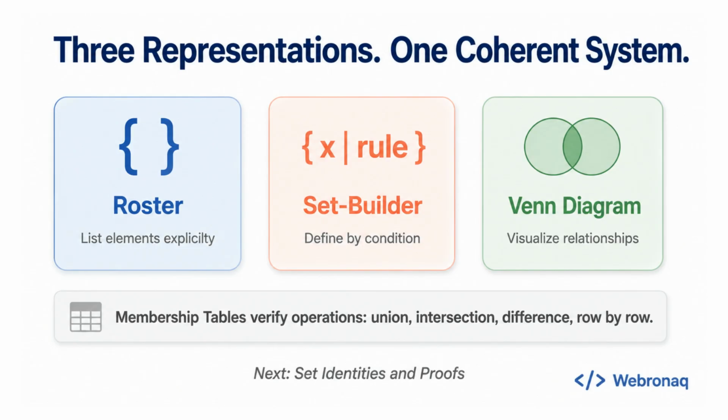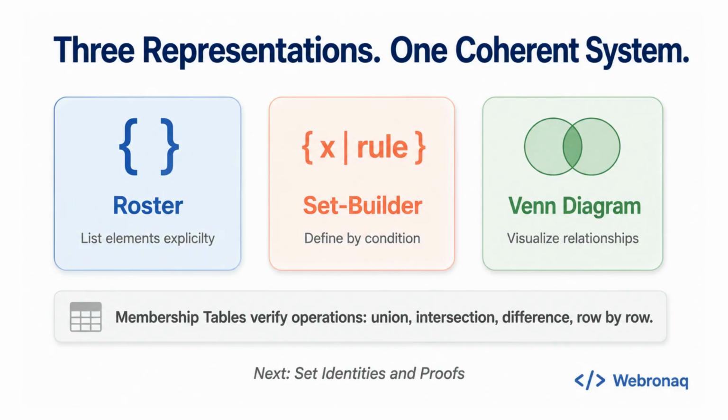All right, let's bring it all together. A set is an unordered collection of distinct elements. You can describe any set in three ways. Roster notation lists elements directly. Set builder notation defines a rule. A Venn diagram shows relationships visually across regions. Then membership tables give you a row-by-row, systematic way to verify what the union, intersection, and difference actually contain for every element. All three representations are describing the same underlying structure.